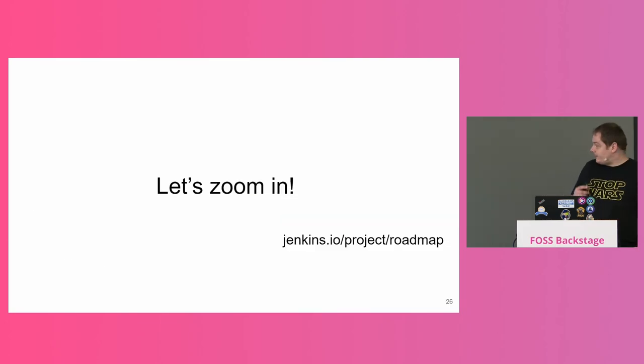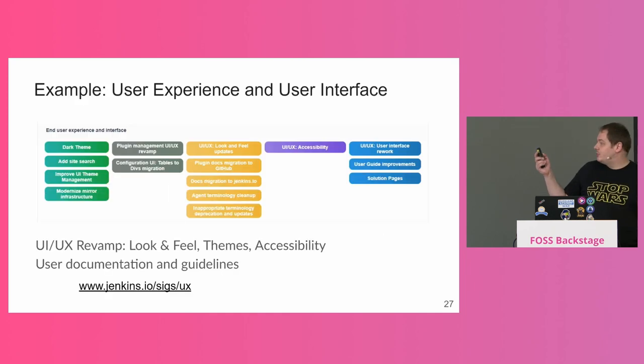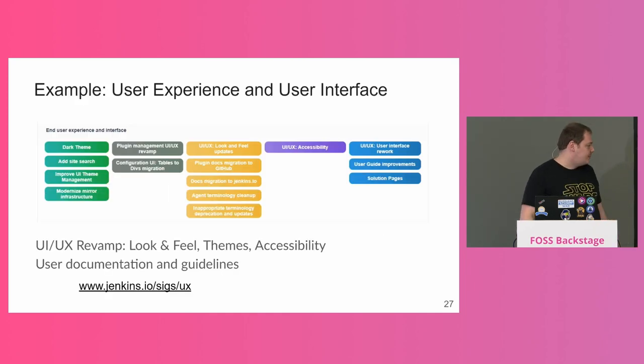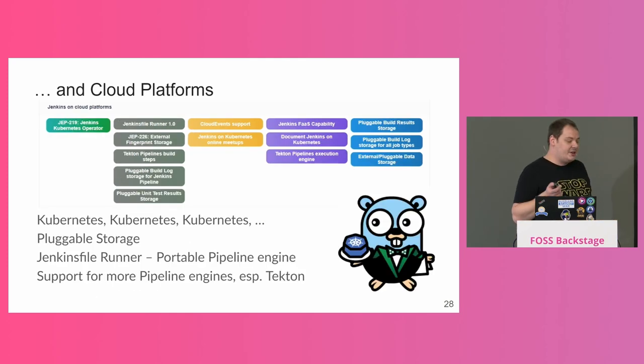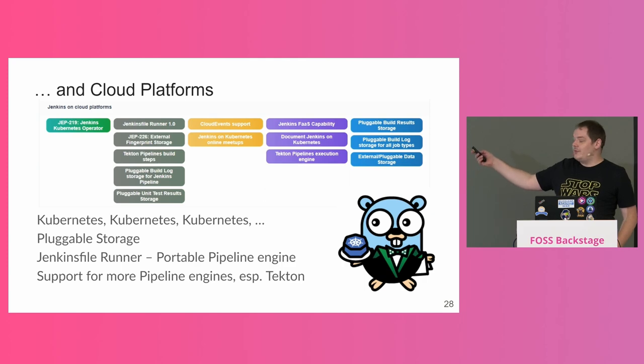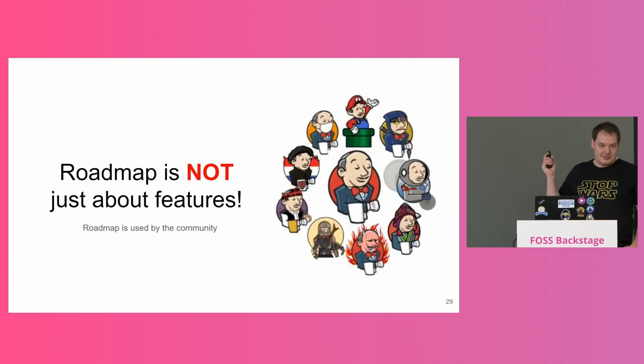And it kind of worked. I just want to show you a few examples. So, for example, we had user experience and interfaces. If you use Jenkins, you can confirm that user experience and developer experience is a key point. Pretty much the same for cloud platforms, integrations with Kubernetes, operators, etc. All of that was on our roadmap. We were able to deliver most of these bits. I'm not speaking about Jenkins specifically today, so I'm just glancing through these slides.